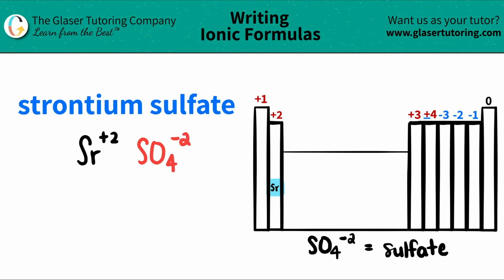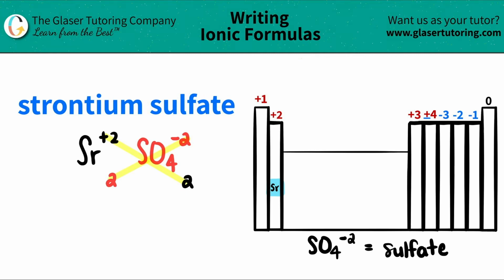Now, I have both components and I have both charges. I'm just going to crisscross them to see how many of each element I need. This 2 crisscrosses down, telling me that I should have 2 sulfates. And then this 2 crisscrosses down, telling me that I should have 2 strontiums.